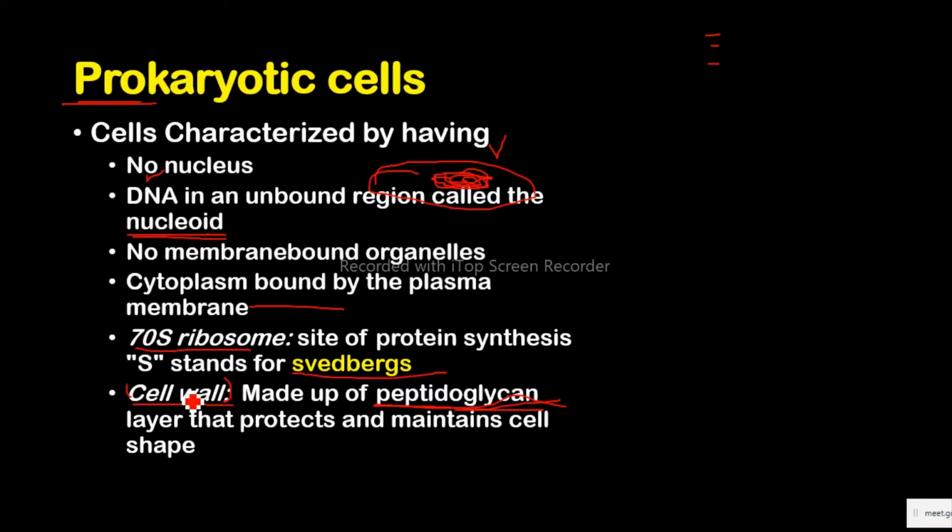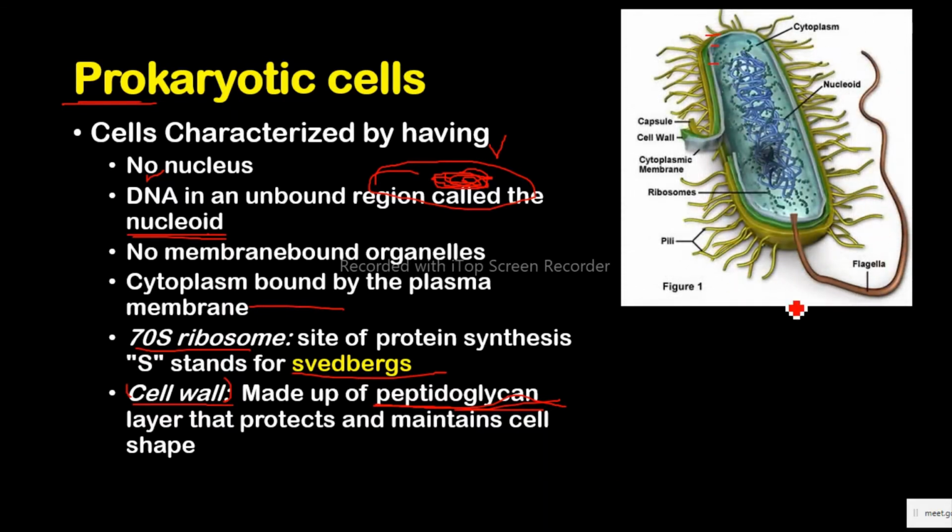However, in prokaryotic cells, the cell wall is made up of peptidoglycan, whereas in eukaryotes like plants, the cell wall is made up of cellulose. About fungi, yes, it is chitin. So basically, that's how it is.